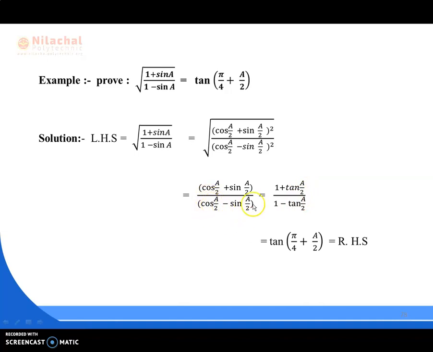If you divided here by 1, if you divided here, tan a by 2. What do we get now? We know from previous classes also that tan of pi by 4, which means 45 degrees, plus theta, where theta is here a by 2. Okay, so this is the RHS.